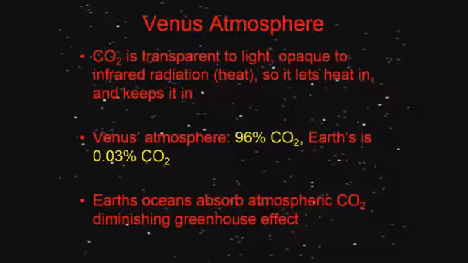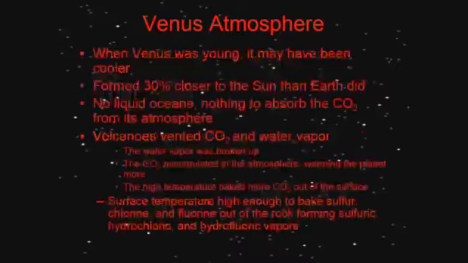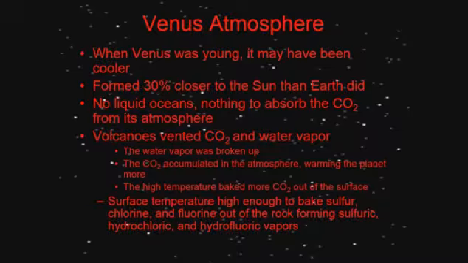Earth's oceans are actually extremely useful, and they absorb a lot of carbon dioxide, and that diminishes our greenhouse effect, and that also has an effect on the acidity of the oceans. So there's a possibility that earlier in Venus's life, when it was young, it may have been cooler. It did form 30% closer to the Sun than the Earth did. As it didn't have any liquid oceans survive, there was nothing to absorb the CO2. Volcanoes also poured out CO2, and the water vapor was destroyed, and the CO2 stuck in the atmosphere. And all the sulfuric compounds were also likely vented by volcanoes.